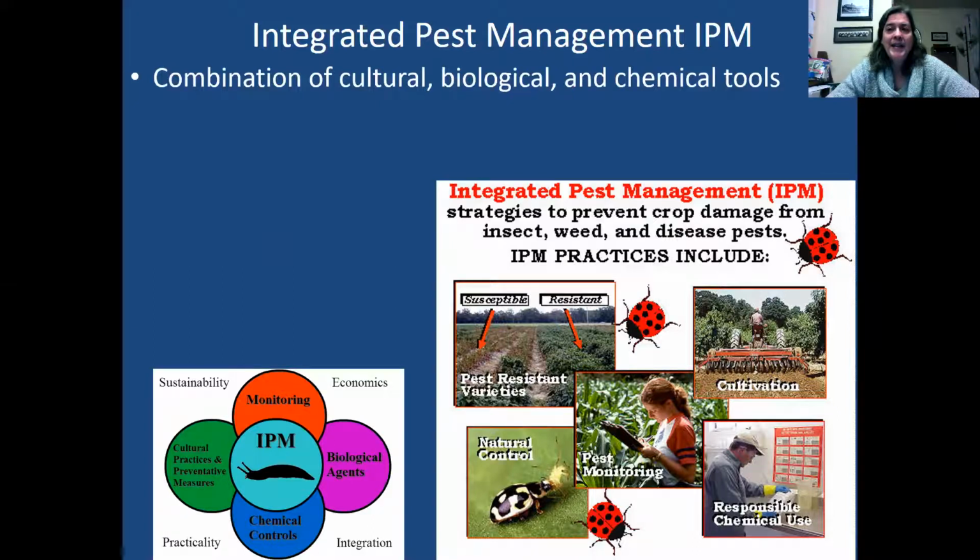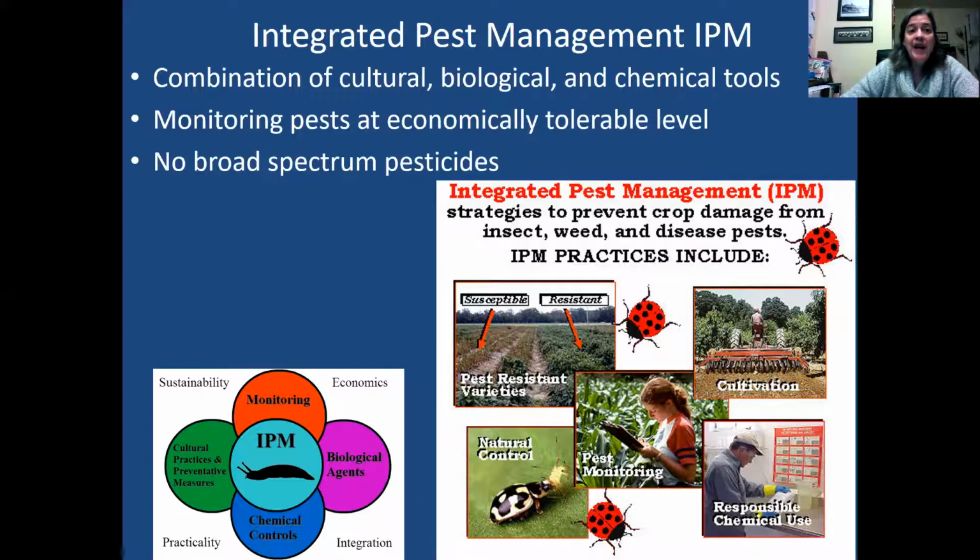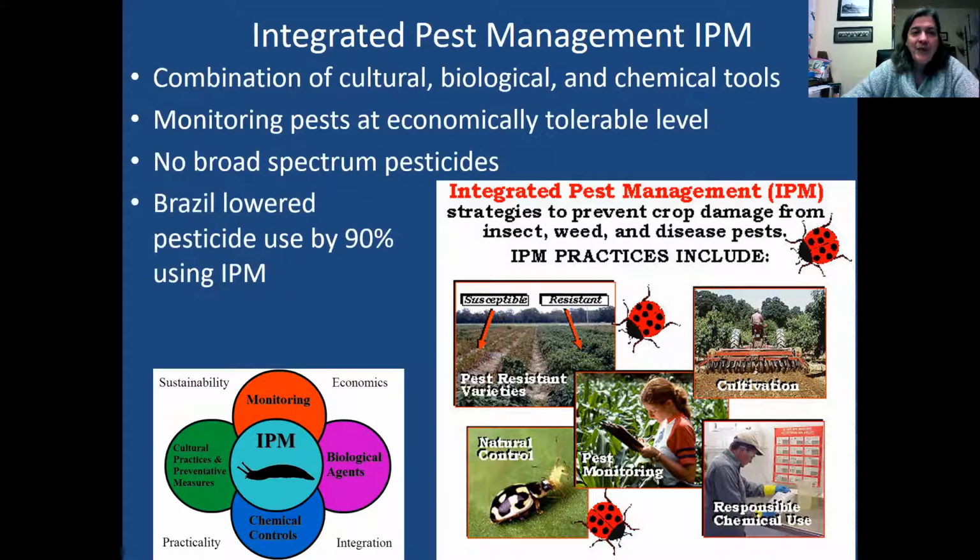And the idea is that we still need to produce a lot of food, and pesticides do a lot for us, as do herbicides. For the pest management piece, the question is, can you combine all the different techniques to keep levels of pesticides down? So basically you're going to monitor your pests at an economically tolerable level, which means that you're not going to save all your crops. You're going to lose some of your crops to pests, but at a level that's not too bad. So don't use the broad spectrum that kills all insects. Use only targeted ones. Brazil lowered their pesticide use by 90%.